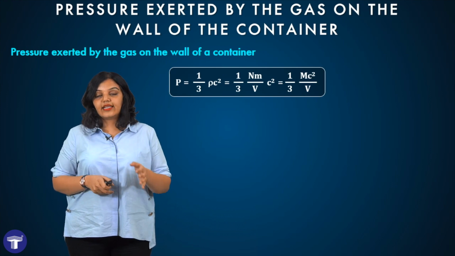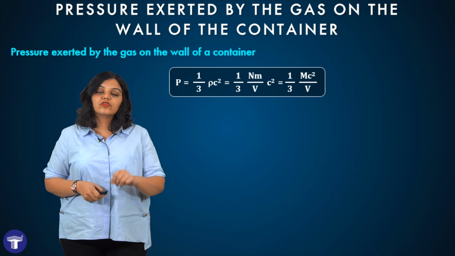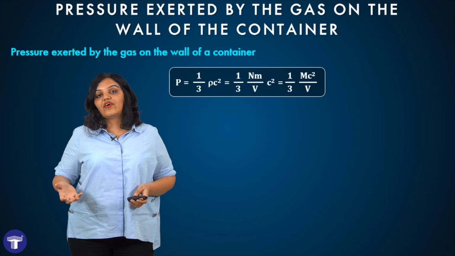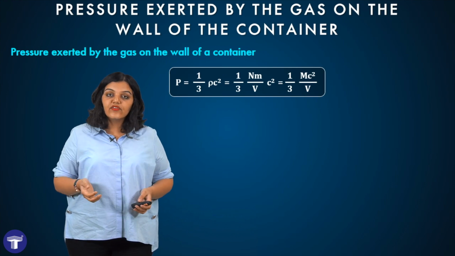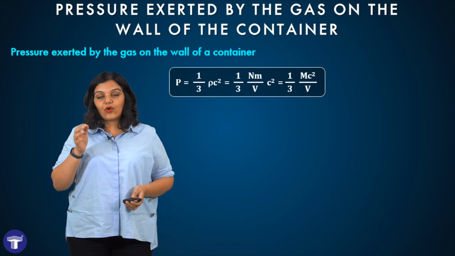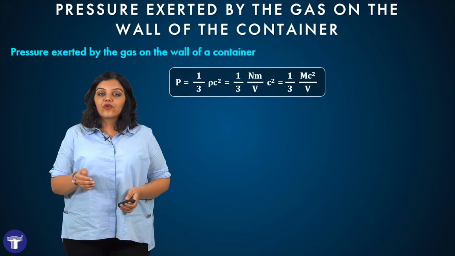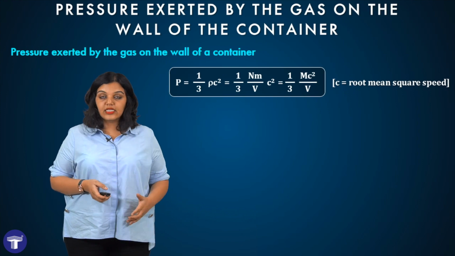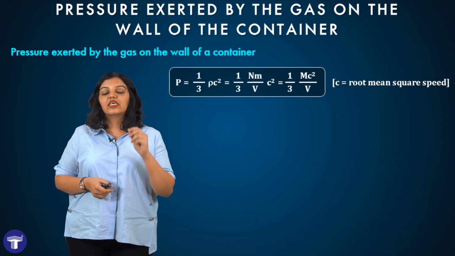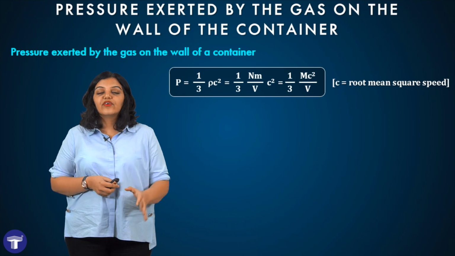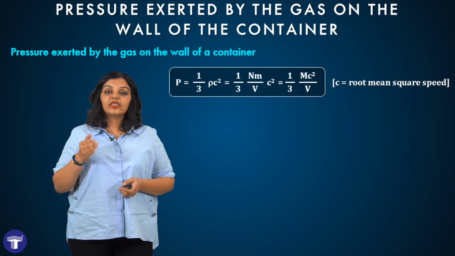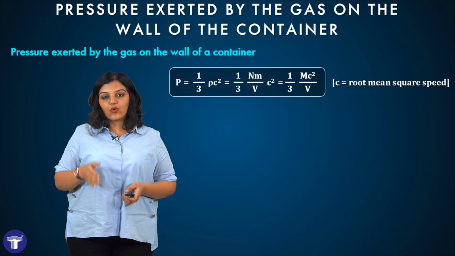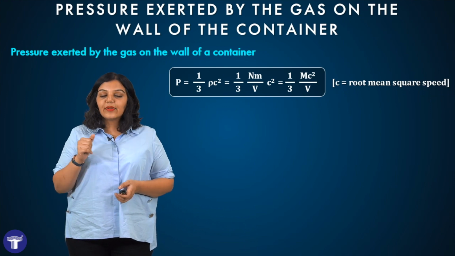Remember, in the example we discussed, we were talking about the molecule moving in the x direction. Overall, you'll have to find this for all the directions, and it will give you that the pressure exerted by the gas on the wall of the container is 1/3 rho c squared, where rho is the density of the gas and c is the root mean square speed. We will study what the root mean square speed is in a little detail in a little while, but for now remember that the pressure comes out to be 1/3 rho c squared, which is also written as 1/3 (N m / V) c squared, which can also be written as 1/3 (M c squared) / V.